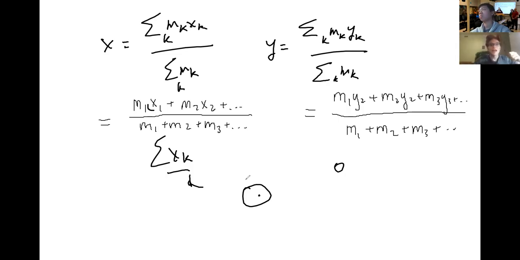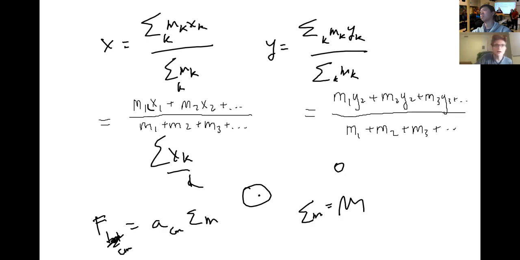Fundamentally, if a force acts on a system of multiple objects, the F acting on the center of mass of the system is going to be the acceleration of the center of mass times the sum of all the little masses, what we usually call big M. I'm going to rewrite that, because that is not an M. So F_CM is big M times the acceleration of the center of mass. That fundamentally is all you need to know.